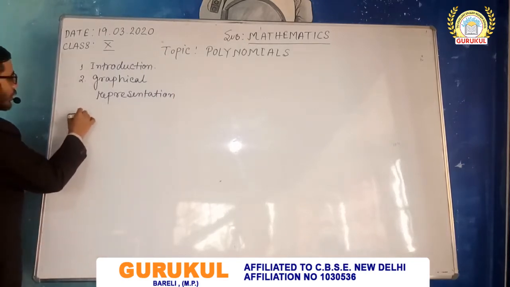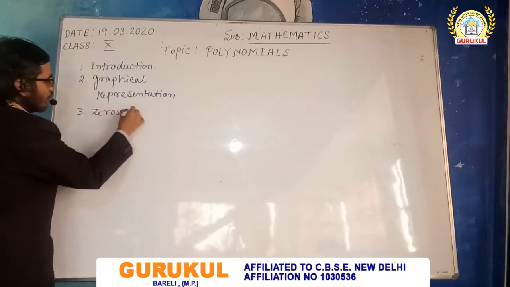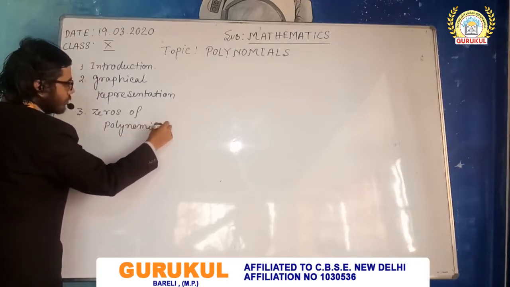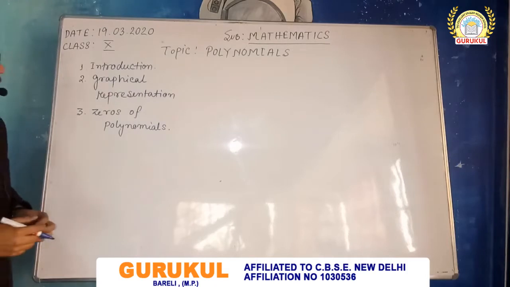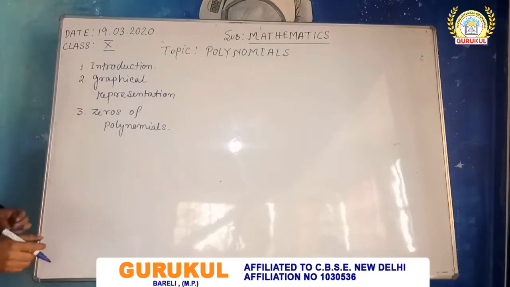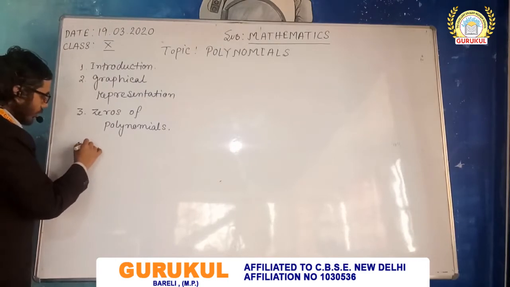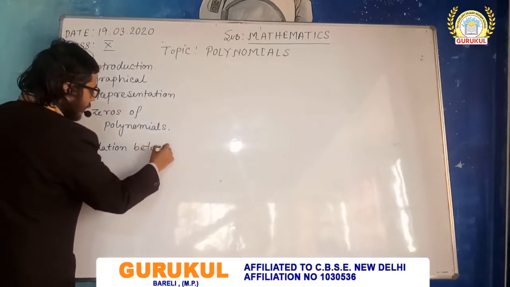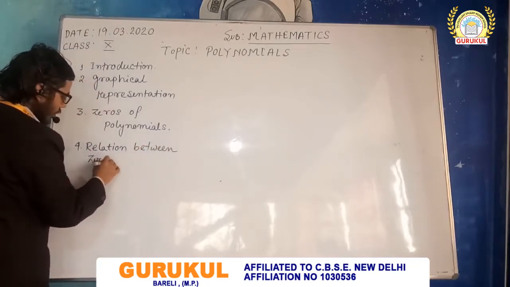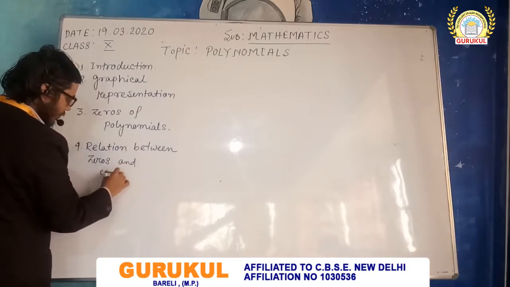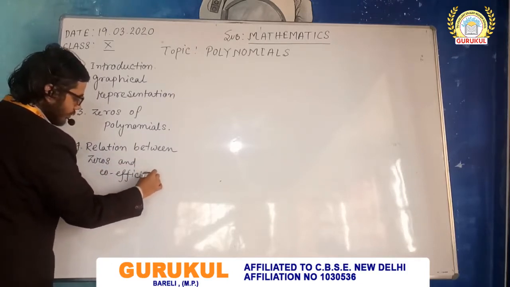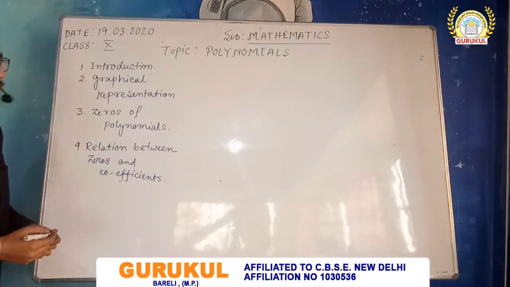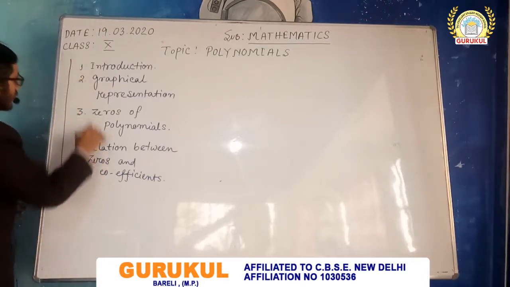Next, zeros of polynomial. This is one of the most important parts, zeros of the polynomial. And number 4, relation between zeros and coefficients. These are the basic 4 topics in the chapter polynomials and we are going to discuss them.